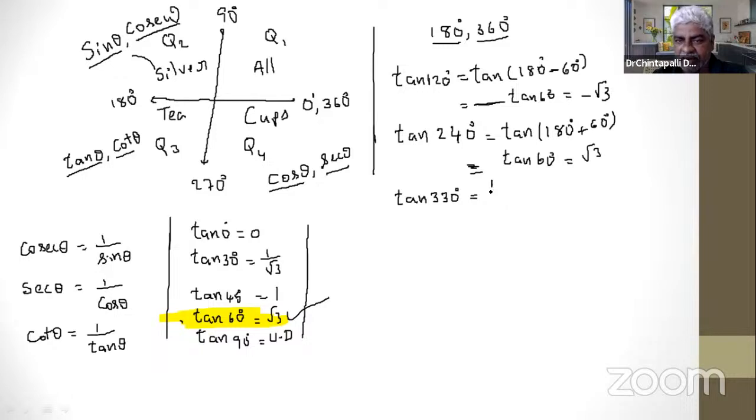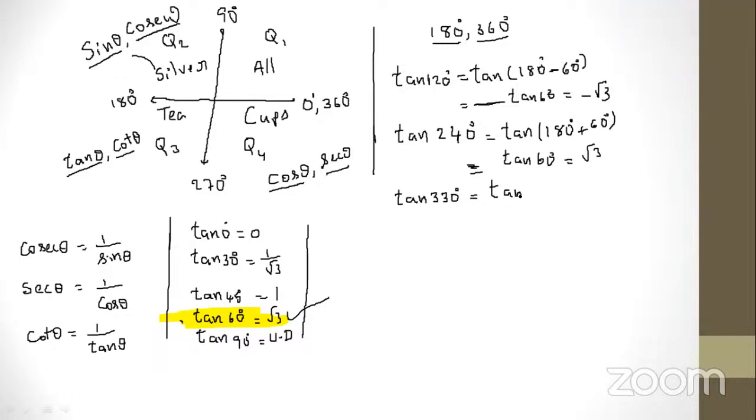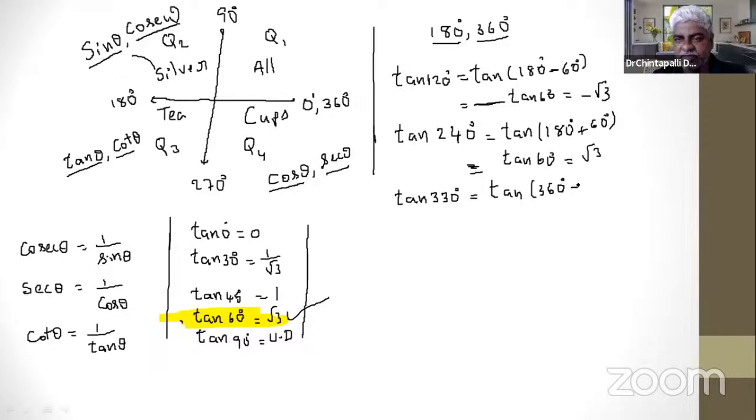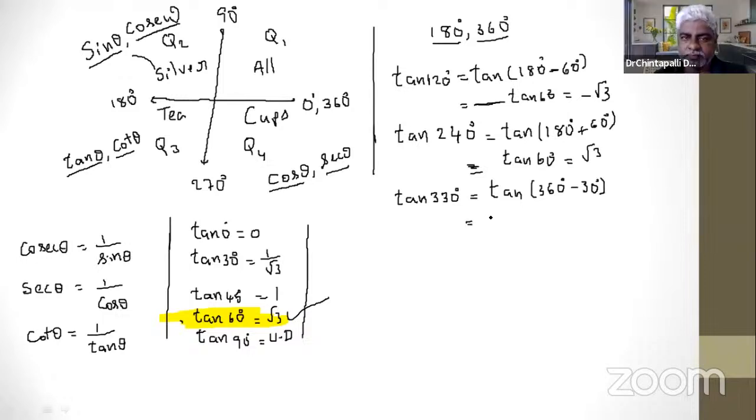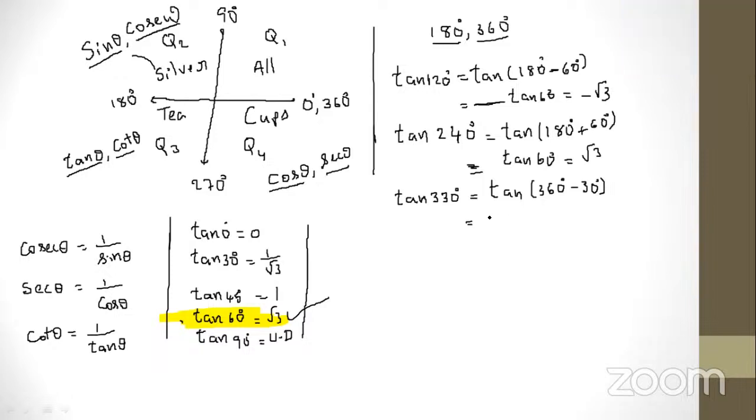Now, please tell what is the value of tan 330 degrees? How to write tan of 330? Tan of 360 minus 30. Very good. Tan of 360 degrees minus 30 degrees. So what will this be? A negative tan 30 degrees. Very good.